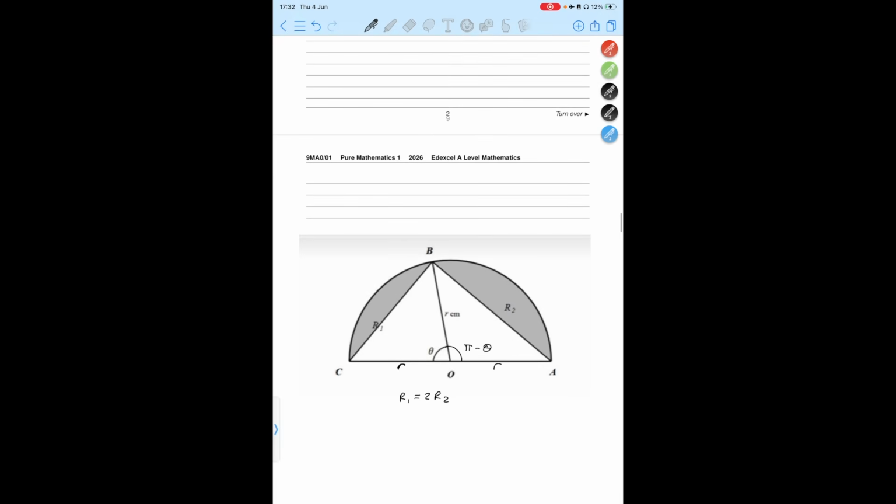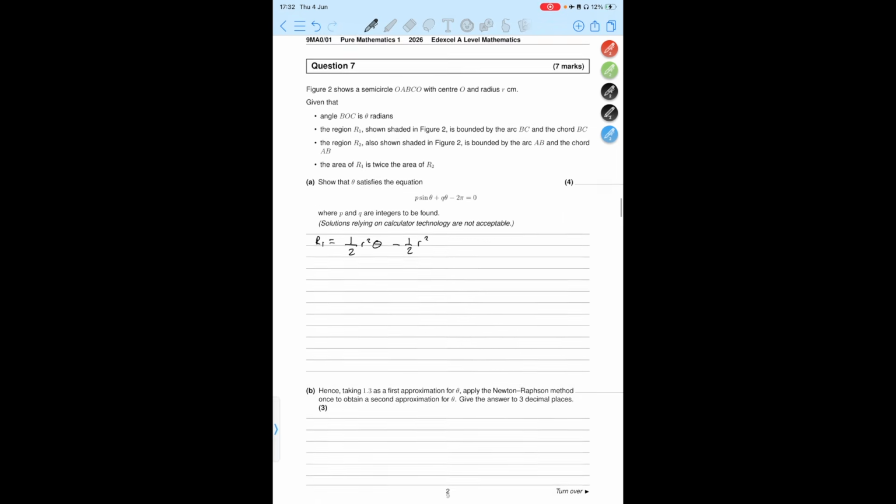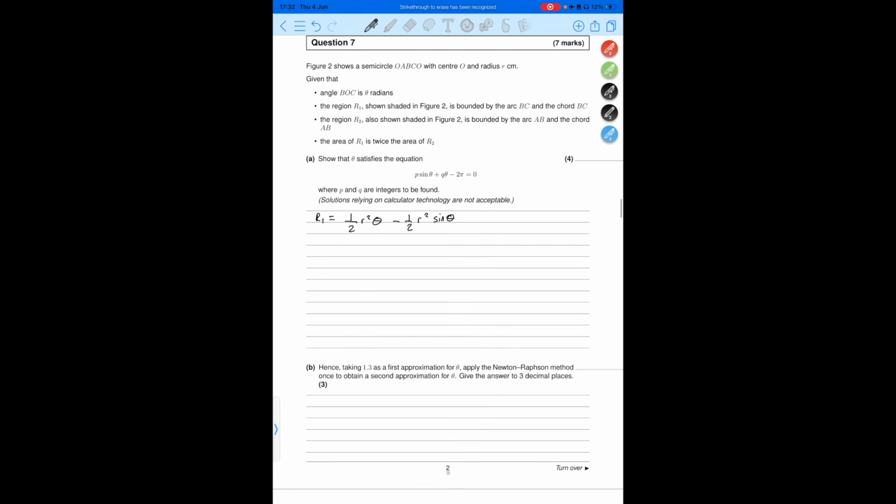Okay, now we're going to minus half r squared sine theta. So for anyone wondering how I got that, this is from using the formula half times a times b times sine c for the area of a triangle. I believe this one is provided in the textbook. If not, the way I derive it is because the sector area is theta over 2 pi times pi r squared, which gives you theta over 2 times r squared, which is exactly the same as that. Okay, so that's our area of R1.